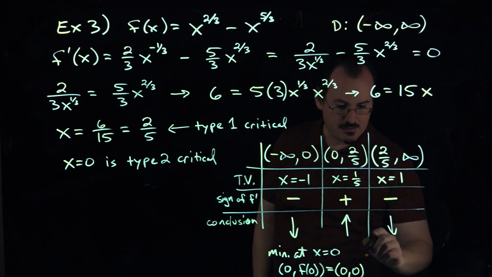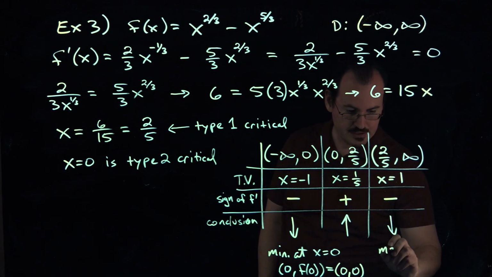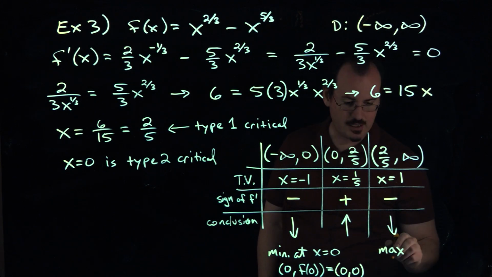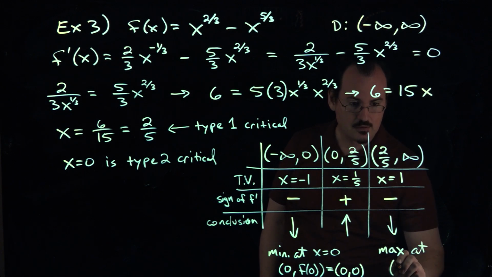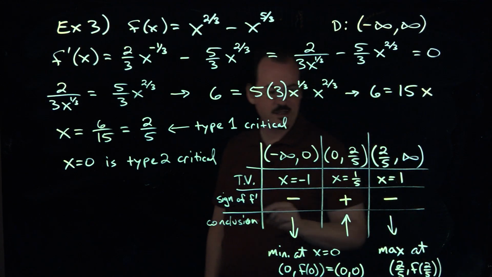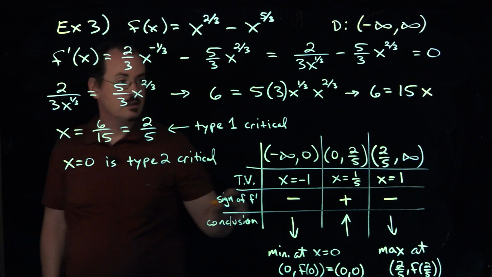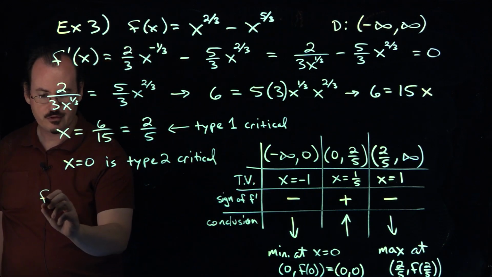And then we have a maximum value, since it changes from positive to negative here, from increasing to decreasing. We've got a maximum value at 2/5, that was the critical number, and then whatever f of 2/5 is. That one we'll have to figure out. But remember, we always want to figure out what that y value actually is. Since I'm running out of room over here, I'm going to put the f of 2/5 over here.